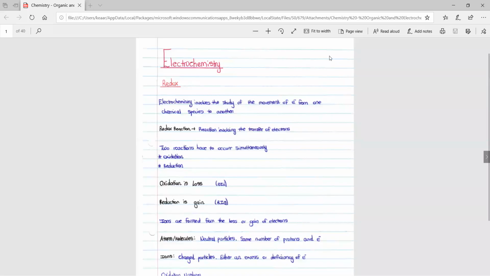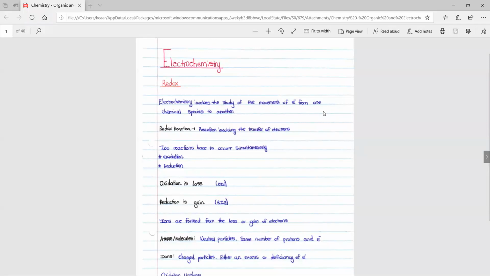This lesson is on electrochemistry. We start off with redox. Electrochemistry involves the study of movement of electrons from one chemical species to another. A redox reaction is a reaction involving the transfer of electrons. Transfer meaning the movement. So electrons transfer from one species to another chemical species.